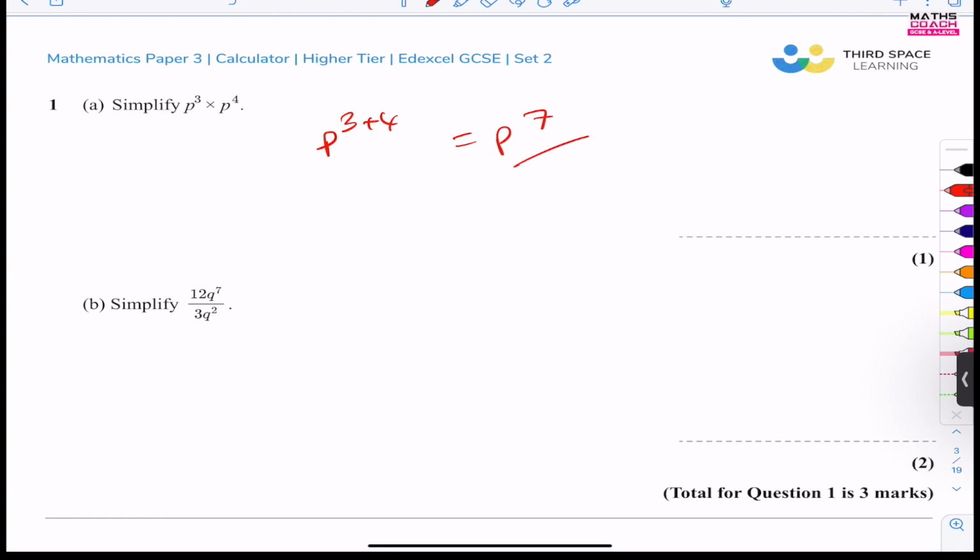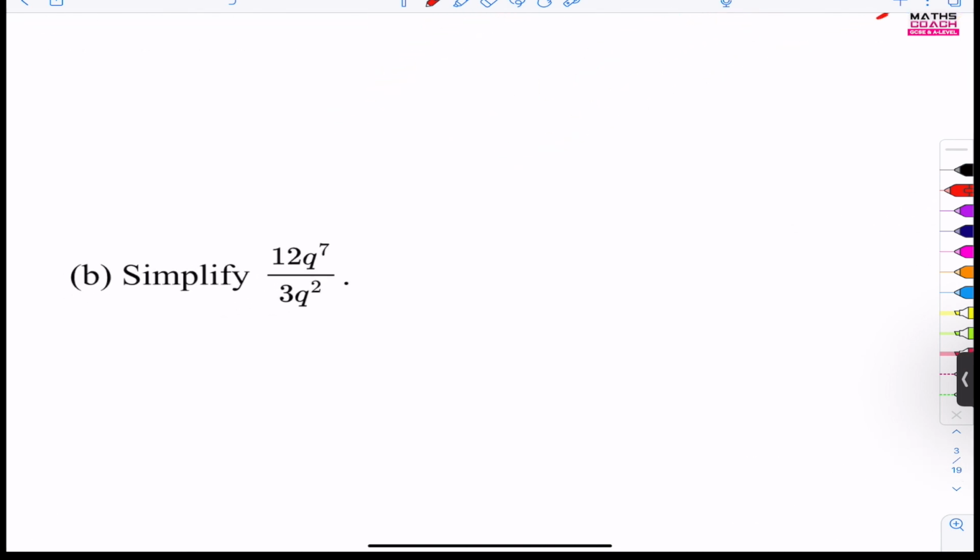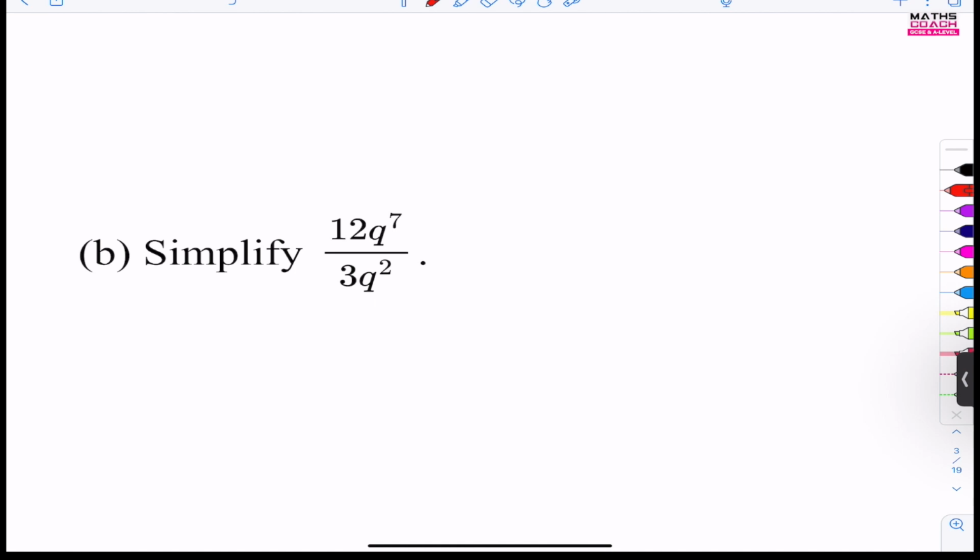Part B, simplify 12q to the power of 7 divided by 3q squared. Now, when you're dividing, let's zoom in here a little bit. When you're dividing, you take away the powers. But before we do that, let's focus on the numbers. So 12 and 3, what can they both be divided by? They can both be divided by 3. So when you divide 12 by 3, you get 4. And when you do 3 divided by 3, you get 1.